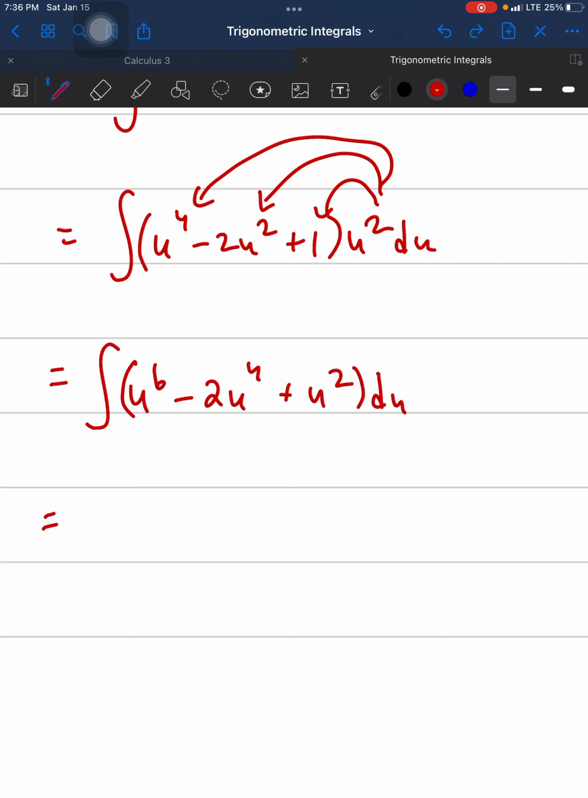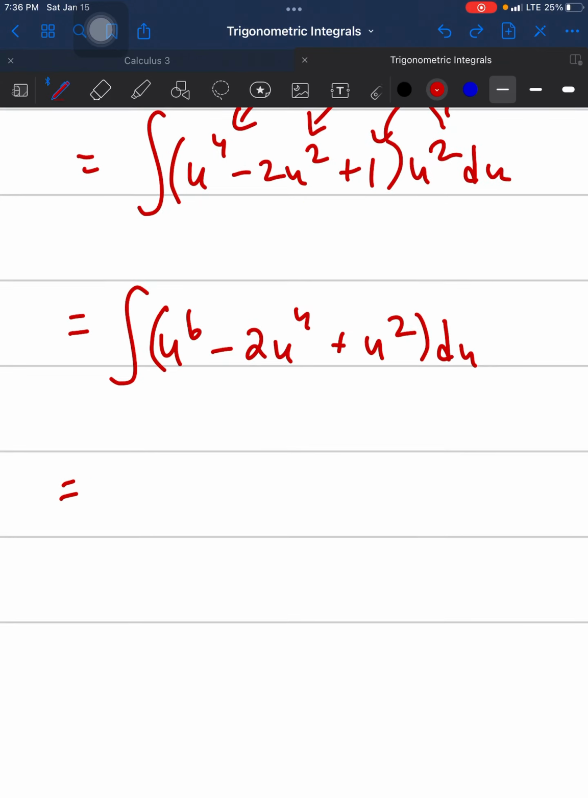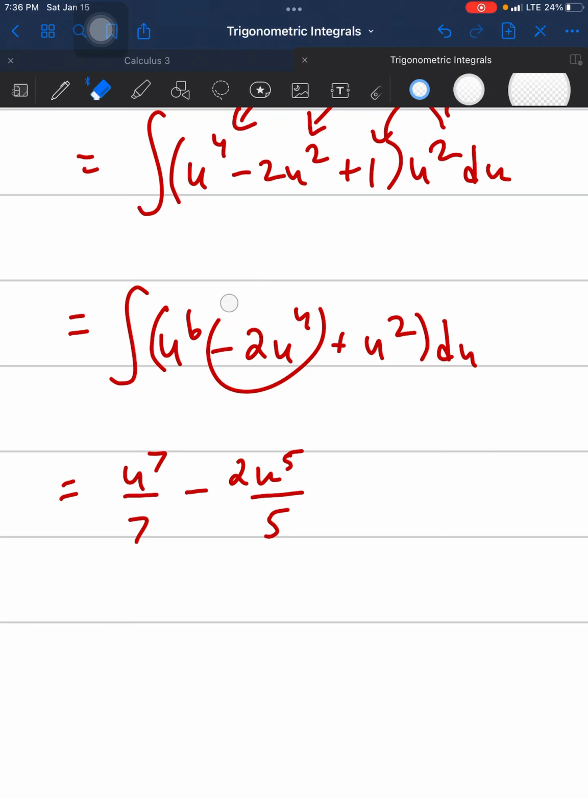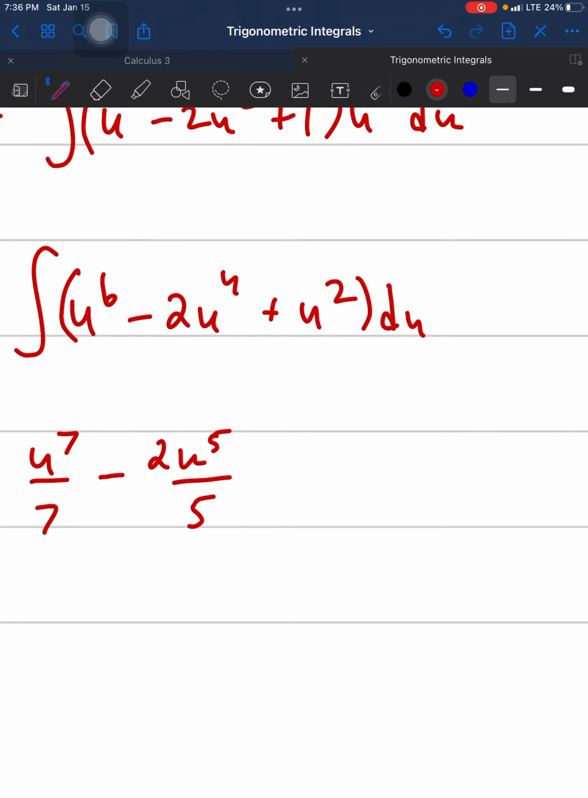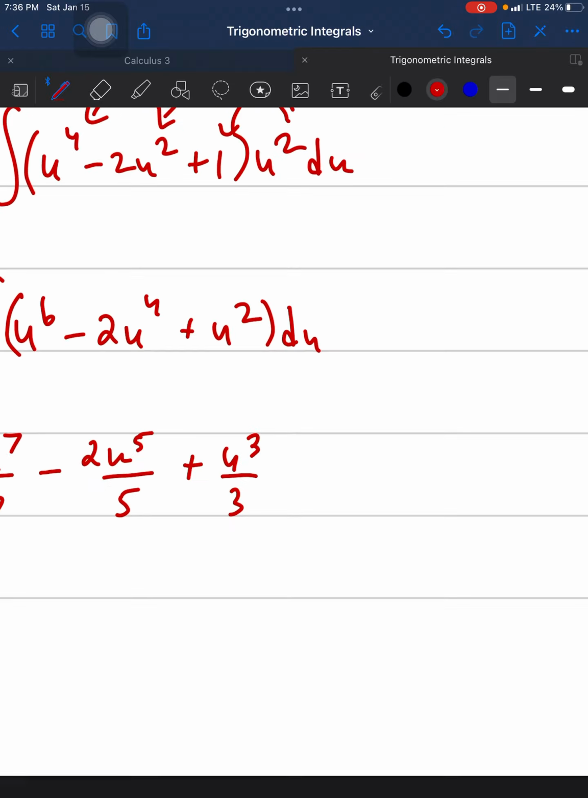I'm not even going to split this. I'm just going to do everything at once, because splitting the integrals and doing all that is just going to take too much time. So let's just do this integral first. u to the sixth is just u to the seventh over 7. Negative 2u to the fourth is just minus 2u to the fifth over 5. And u squared is just u cubed over 3.